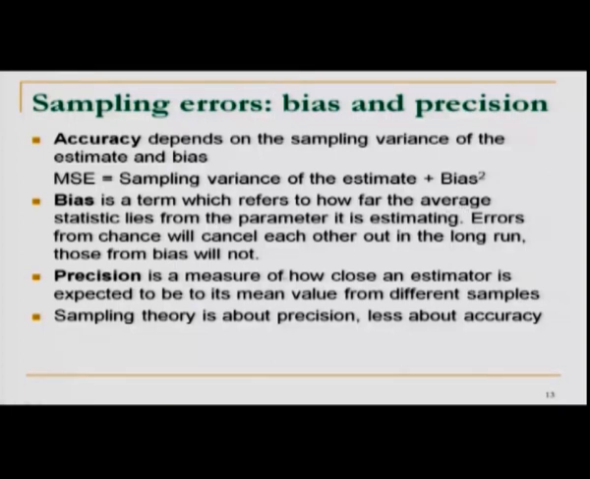Bias is a term which refers to how far the average statistic lies from the parameter it is estimating. Errors from chance will cancel each other out in the long run, those from bias will not. If there is a systematic bias, that bias will be reflected in results from all the samples. Precision is a measure of how close an estimator is expected to be to its mean value from different samples. This precision is measured by sampling error. Sampling theory is about precision and it is not about accuracy as such.